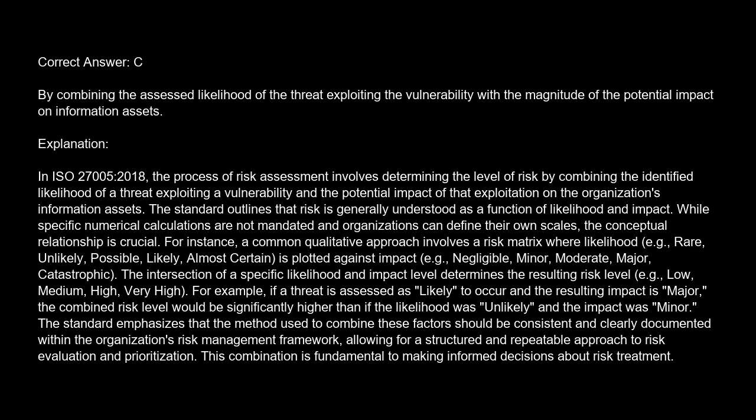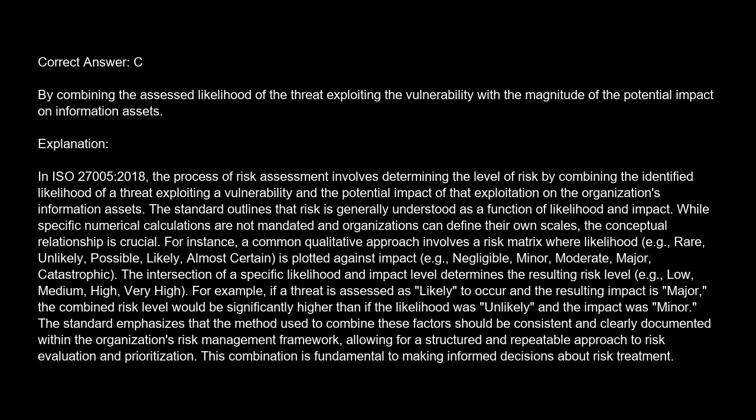Explanation. In ISO 27005, 2018, the process of risk assessment involves determining the level of risk by combining the identified likelihood of a threat exploiting a vulnerability and the potential impact of that exploitation on the organization's information assets. The standard outlines that risk is generally understood as a function of likelihood and impact. While specific numerical calculations are not mandated and organizations can define their own scales, the conceptual relationship is crucial.